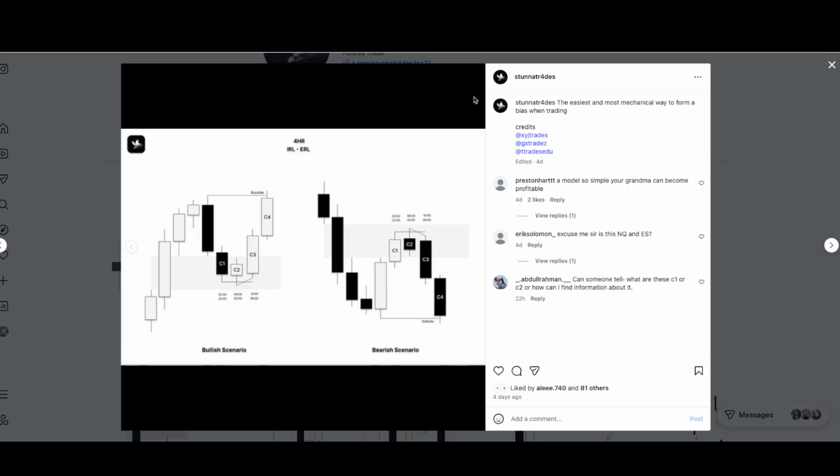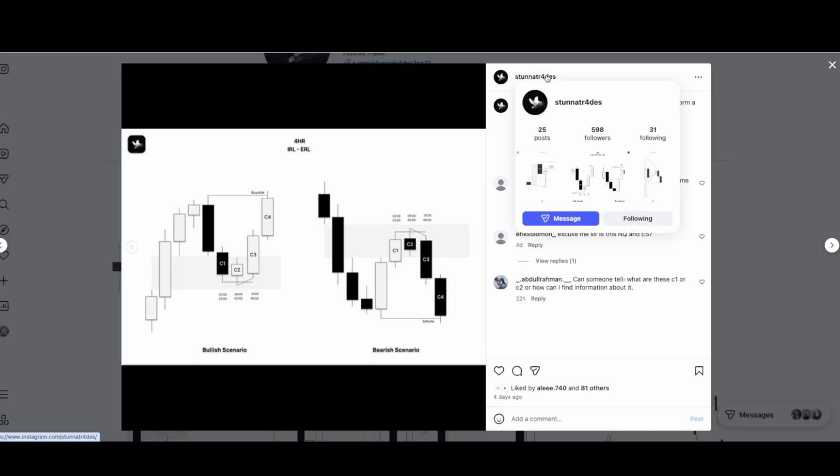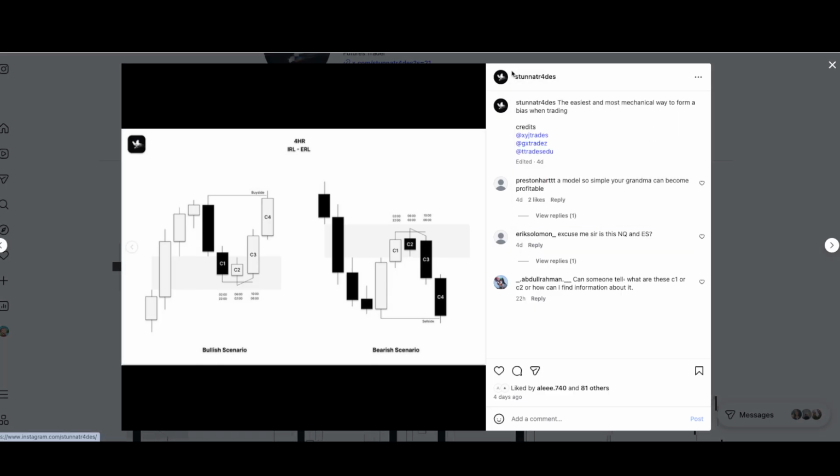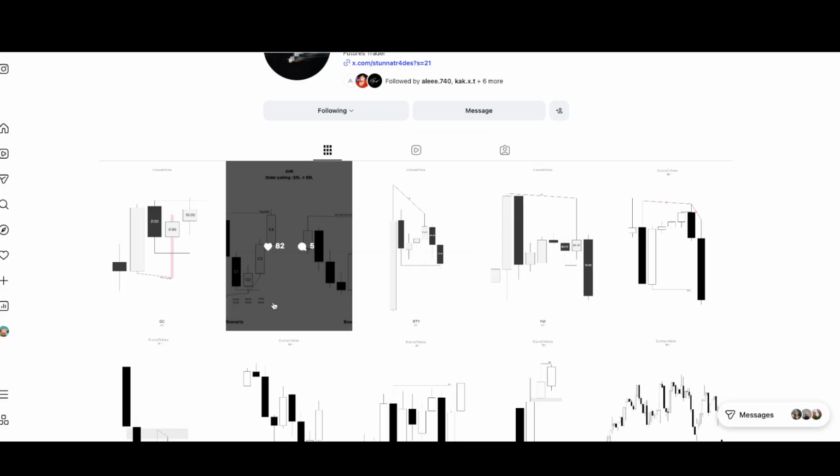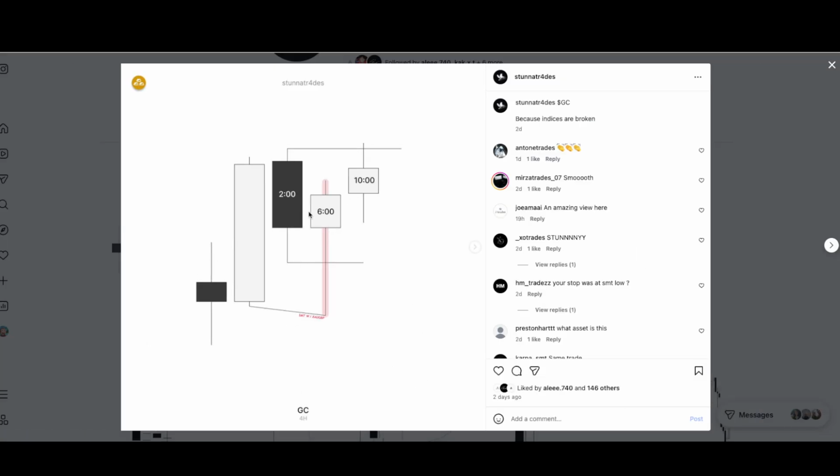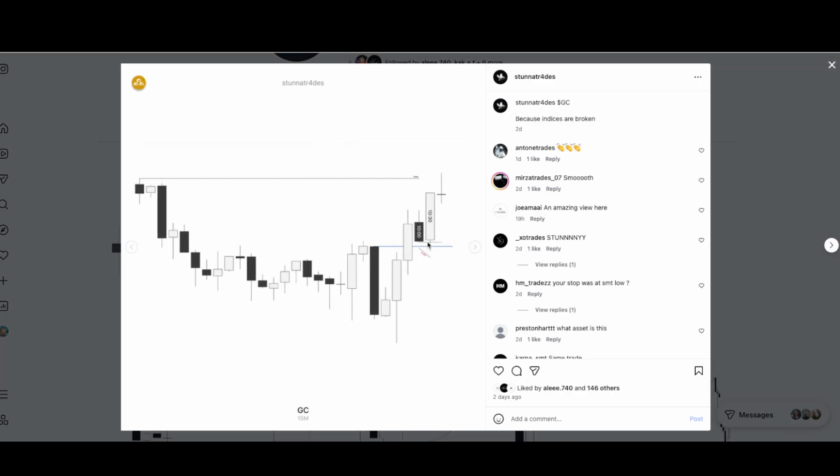But this is a good post by Stunna. If you guys want to look at his Instagram, this is his Instagram. I really only saw this post from him, and I was like, that's fire. As you can tell, he has that 6 a.m. SMT, 6 a.m. C2. What can you trade? 10 a.m. C3. How do you want to trade the 10 a.m. C3? As you can tell, if you miss the expansion, what do you see these do? It opens up gaps. 10 a.m. candle goes lower. We can trade.